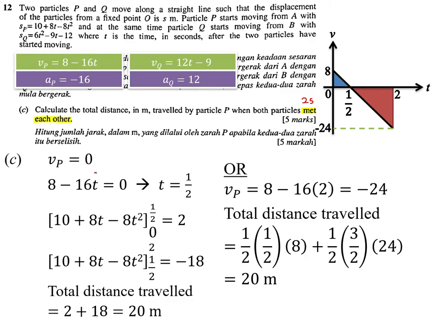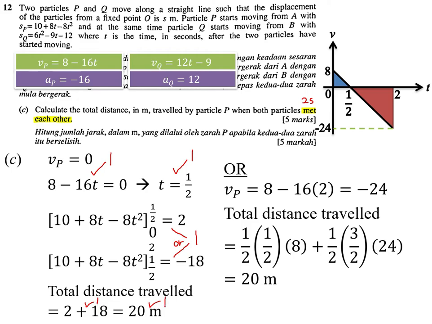So 1 mark will be given when you apply the concept of velocity equals 0 in order to find the time when the particle stops. So 1/2 seconds will give you the second mark. The third mark will be given when you manage to substitute 0 to 1/2 or 1/2 to 2 to find the displacement. After you find both and then add them to get the total distance, it will give you the 4th mark, and 1 more mark will be your final answer, 20 meters.